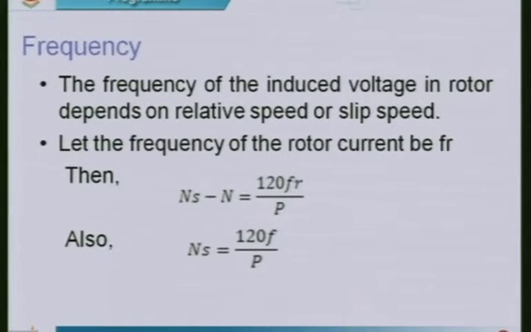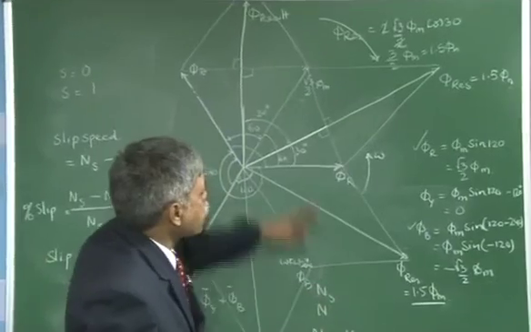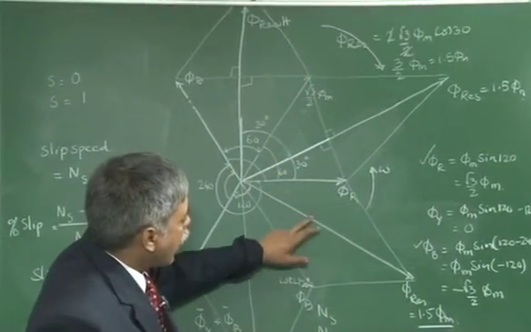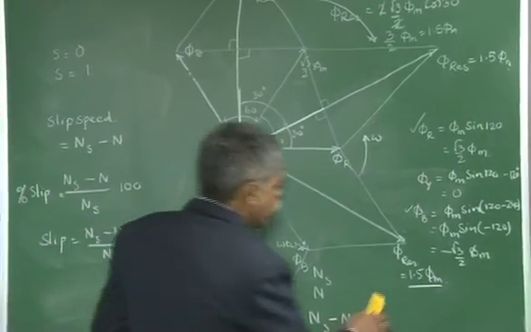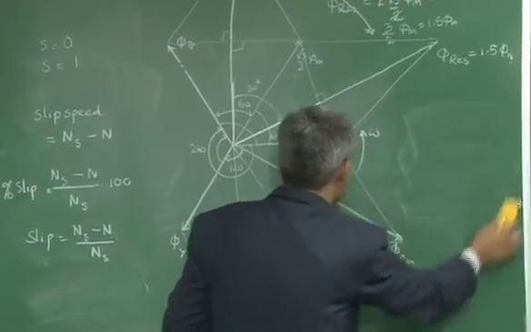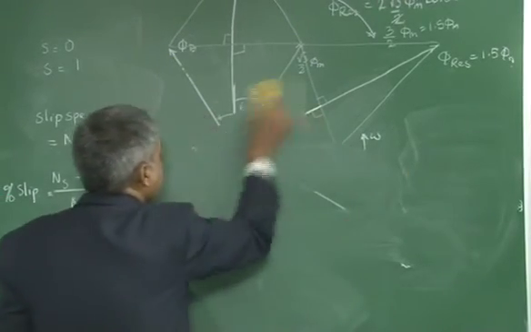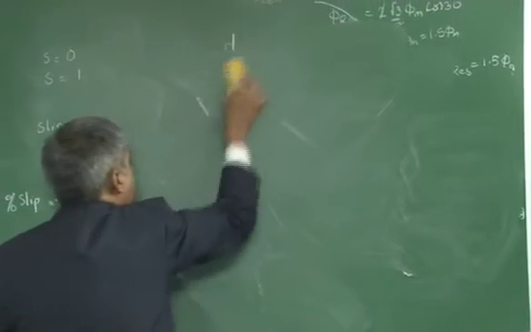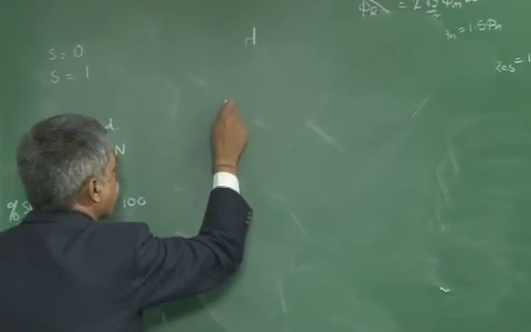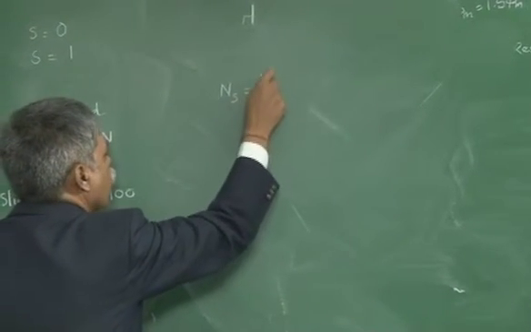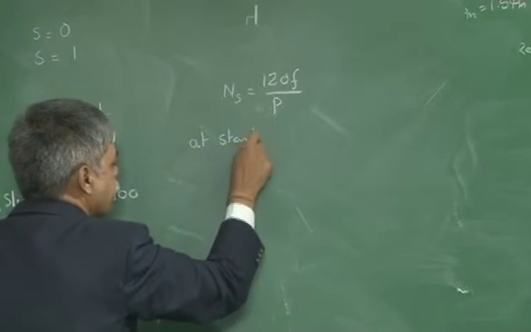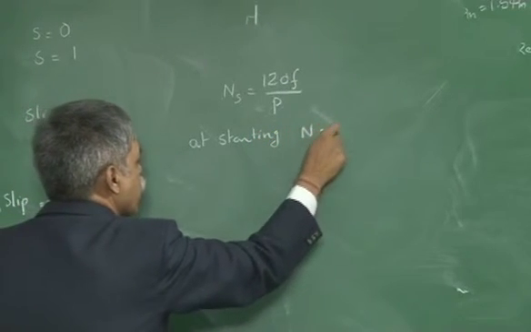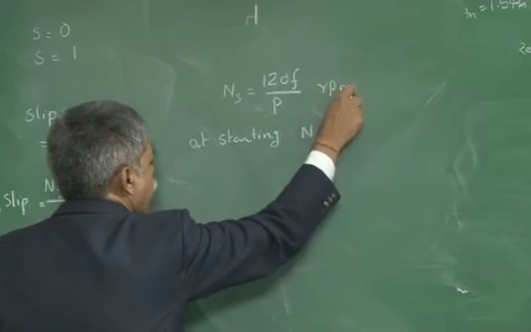The frequency of the induced voltage in the rotor: I told you when the stator magnetic field, which is rotating at a synchronous speed, cuts the rotor conductors, there is a voltage induced. So that induced voltage is proportional to the relative speed. If I consider the starting condition of the motor, that is at the time of starting the rotation of the rotor, I have ns equals 120 f divided by p. At starting, n is equal to 0, both you can measure in rpm.